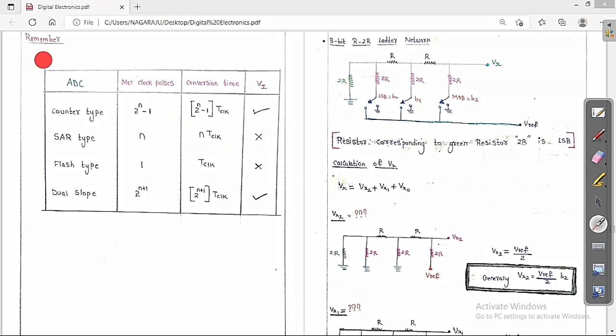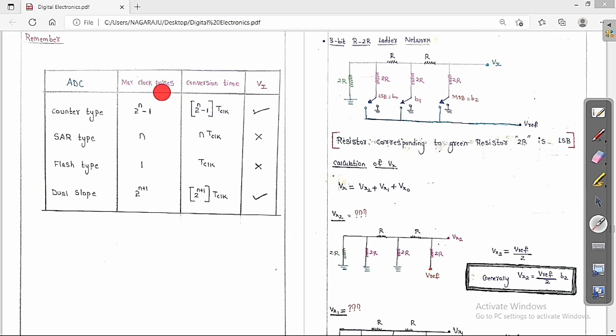Now this is a very important table that you always need to remember for all your lifetime in electrical engineering, because questions have been asked on this concept. I have drawn this table, so listen carefully. I have already told you there are 4 types of ADCs, analog to digital converters: counter type, SAR type, flash type and dual slope.